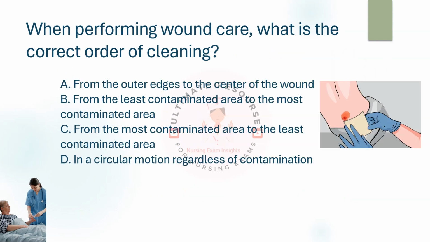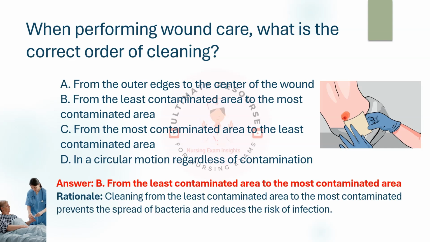When performing wound care, what is the correct order of cleaning? Options are A. From the outer edges to the center of the wound. B. From the least contaminated area to the most contaminated area. C. From the most contaminated area to the least contaminated area. D. In a circular motion regardless of contamination. Answer is B. From the least contaminated area to the most contaminated area.